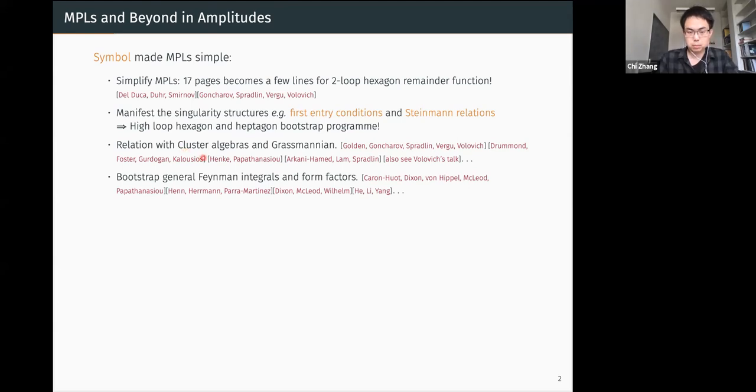As you may have heard from Anastasia's talk, recently there is also progress on understanding the relation of higher point amplitudes with cluster algebras of infinite type and Poisson-Grassmannians. And of course, symbols are not only used for amplitudes in planar N=4 super Yang-Mills theory. Similar techniques are also used to bootstrap form factors, and combined with differential equations, symbols are also used to bootstrap some Feynman integrals.